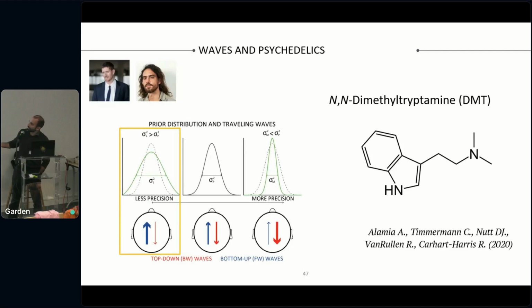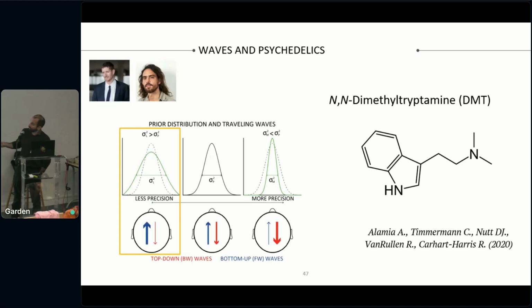So when you are under psychedelics, so if you have DMT or psilocybin or any of these psychedelics, what happens is basically they mess up your representation of the world. So they smear up your prior. And if that's true, if their hypothesis is true, then if we record EEG data after DMT, we should see an increase of bottom-up waves and a decrease of top-down waves.